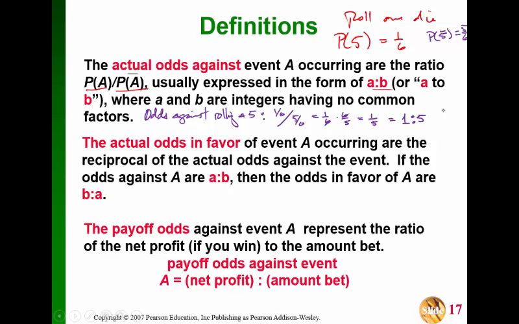So the odds in favor will just switch the number to 5-1. In our example, the odds in favor will just be 5-1.